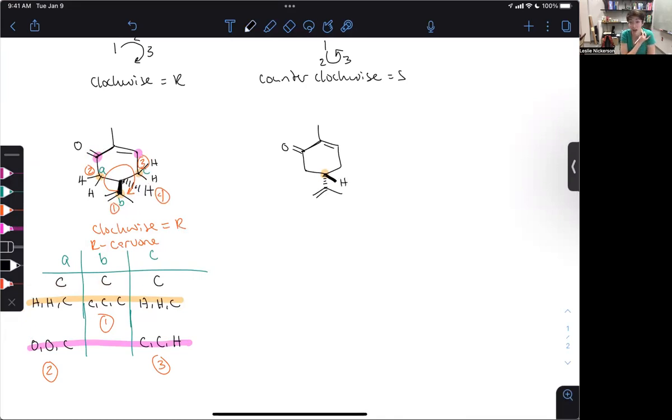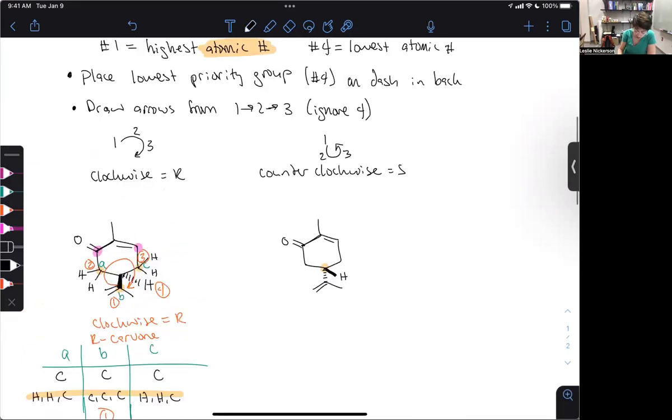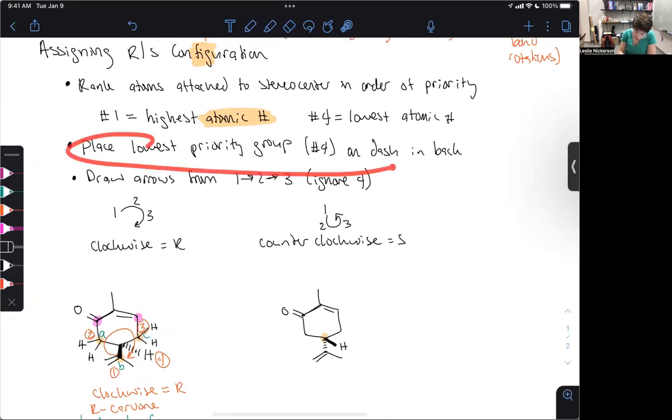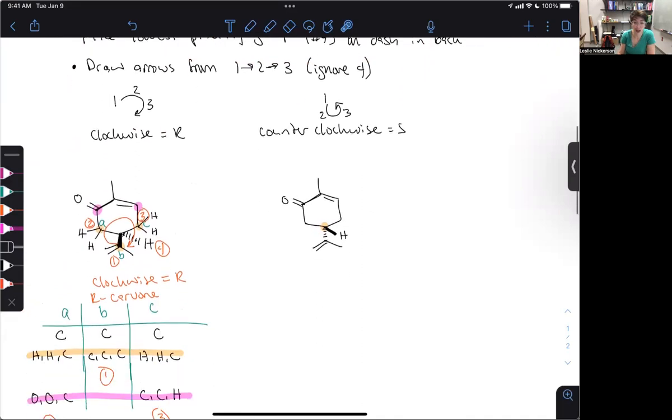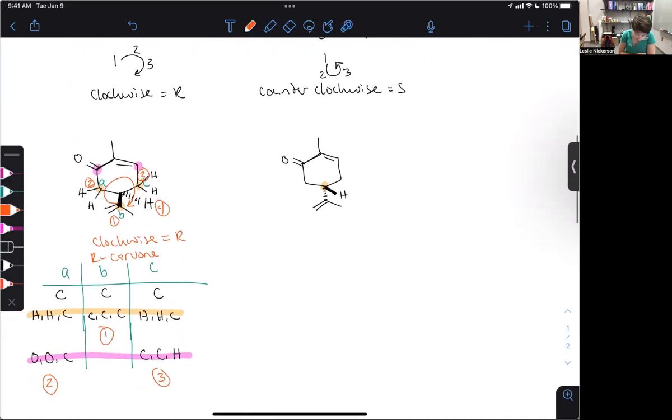We do need to draw the H in. So notice what we have going on here is that the H is now in the front. If the H is in the front, we need to be considering that along the way, because our rules specifically say place it on a dash. If it's on a wedge, we're going to have to deal with that, and we'll talk about how to deal with it. So again, we've got 1, 2, 3, 4.